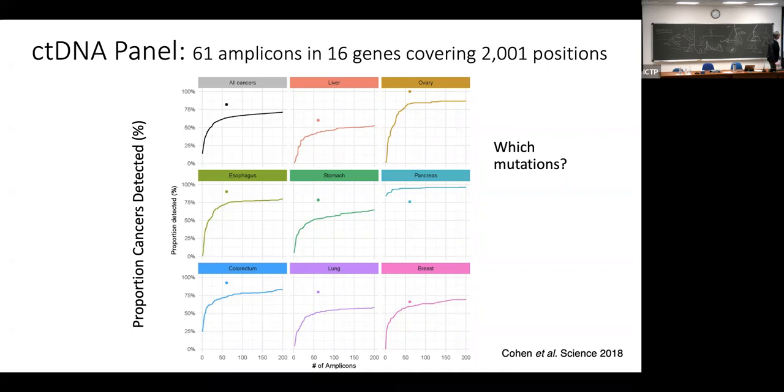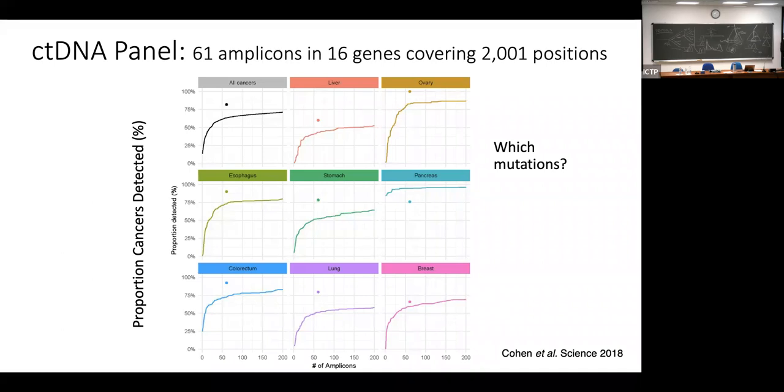And so what you can see is that with about 60, well, we ended up choosing 61, but at around 60 amplicons, which are just small regions of DNA, like an interval. So once we got to these 60 positions, these 60 little intervals on the genome, we were observing the curves flattening.